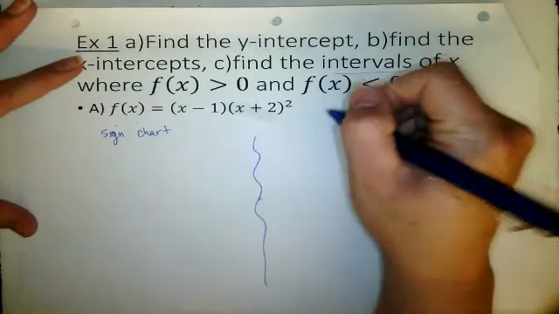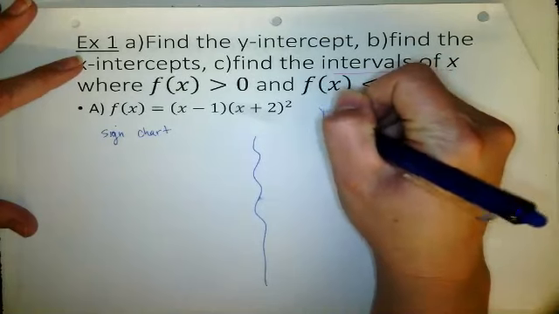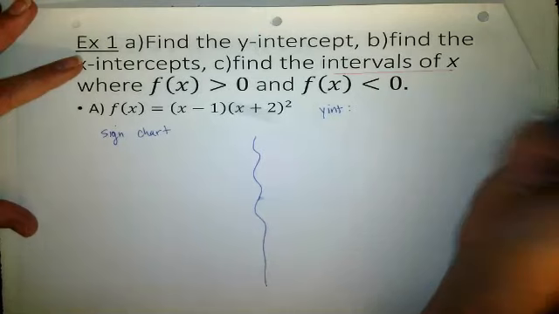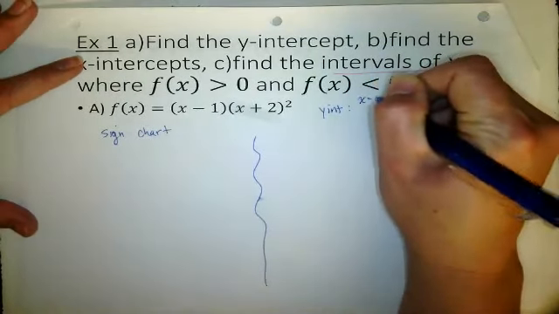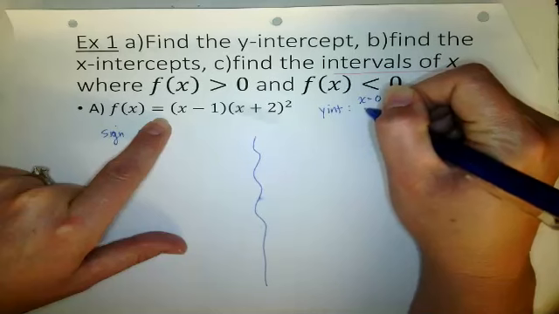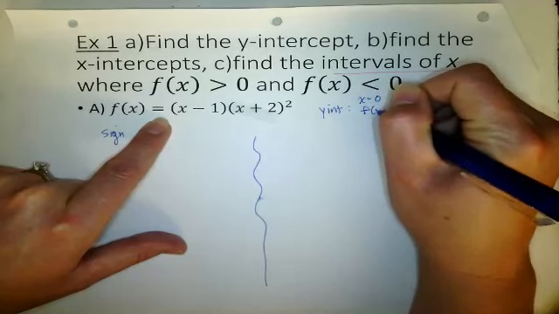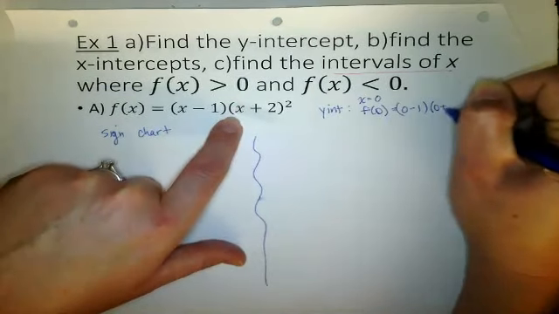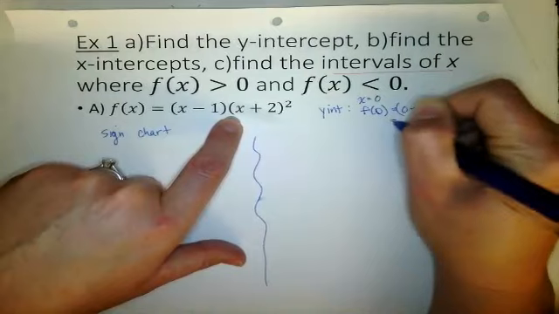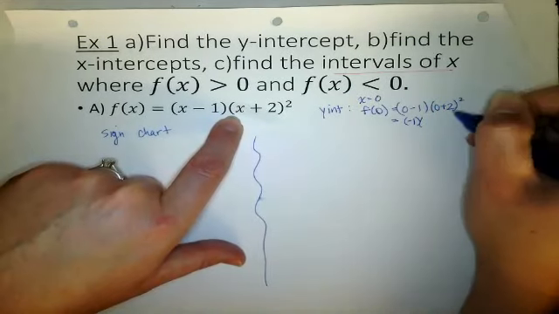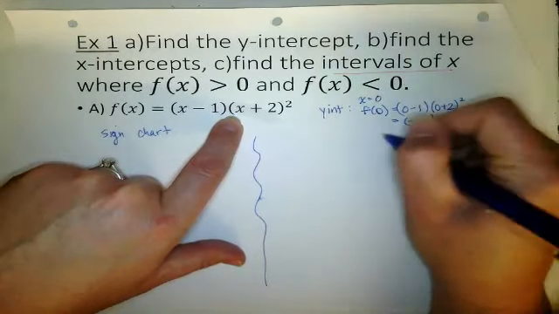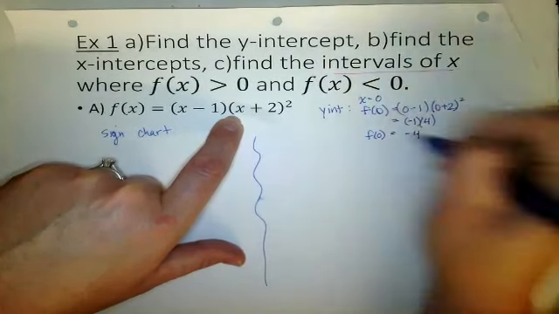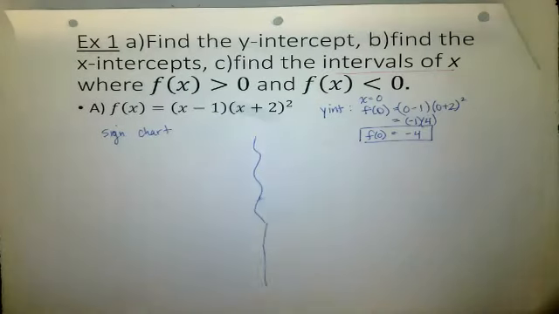The first thing they wanted us to do is find the y-intercept. How do you find a y-intercept? It's when x is equal to 0, so we can plug that in pretty easily. Plugging in 0 for x: 0 minus 1, and 0 plus 2, quantity squared. 0 minus 1 is negative 1, and 2 squared is 4. So we get negative 4, which is the y-intercept.